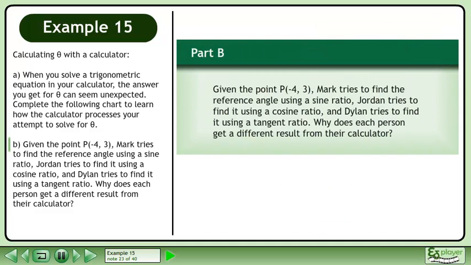Now we'll move on to part B. Given the point P(-4, 3), Mark tries to find the reference angle using a sine ratio, Jordan tries to find it using a cosine ratio, and Dylan tries to find it using a tangent ratio. Why does each person get a different result from their calculator?